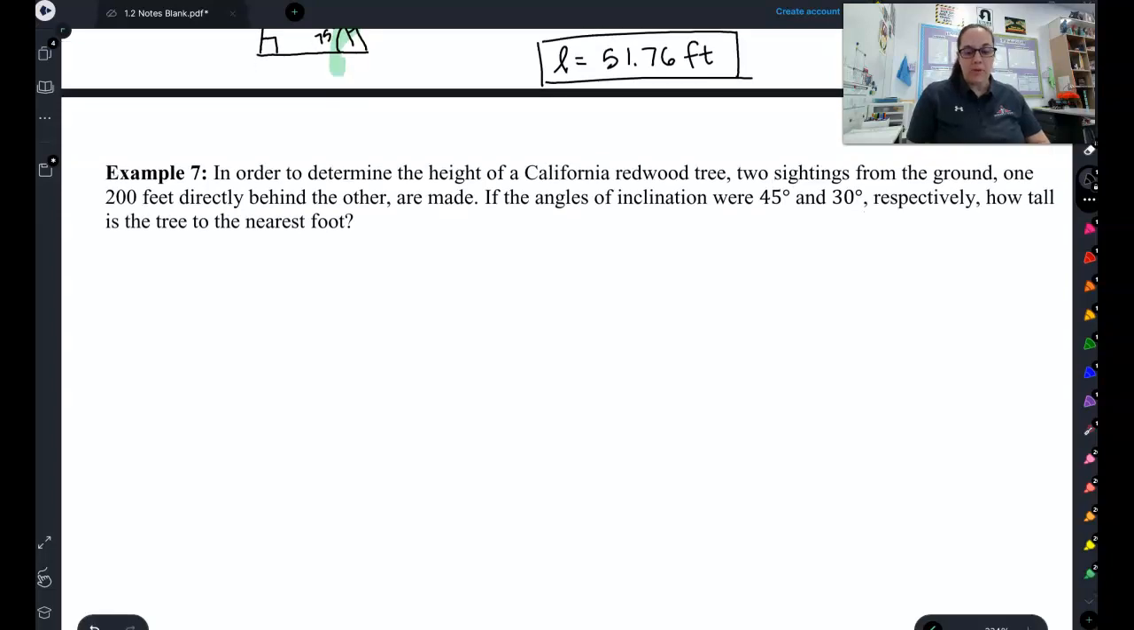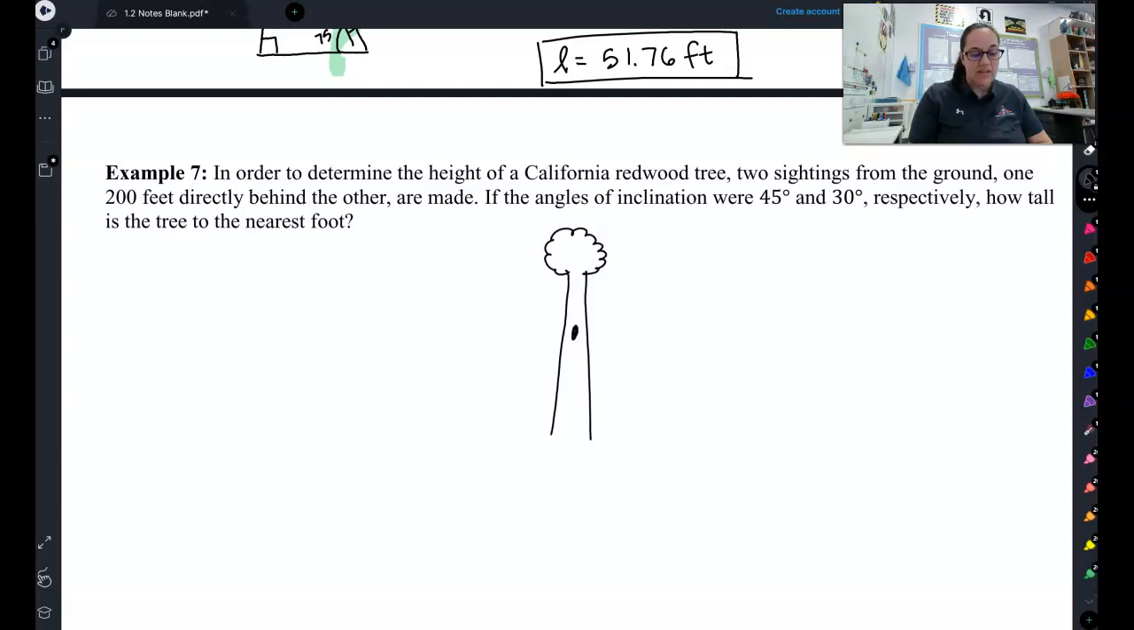One more problem, then we're done with this lesson. Example 7. We want to determine the height of a California redwood tree. So I'm going to draw a really beautiful tree right here. Nice, big, pretty redwood. Now, I have 2 sightings from the ground.